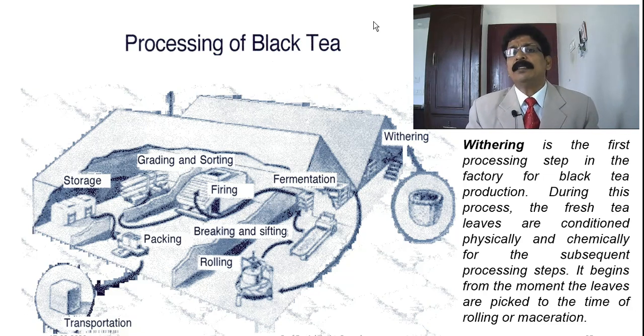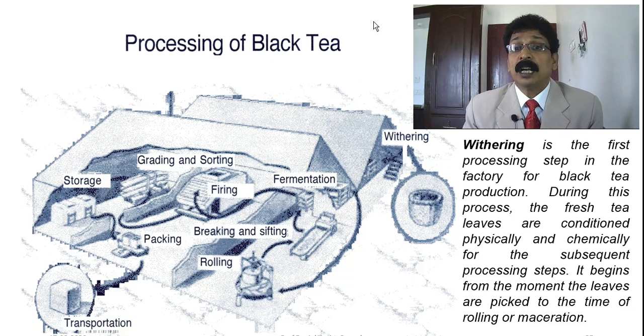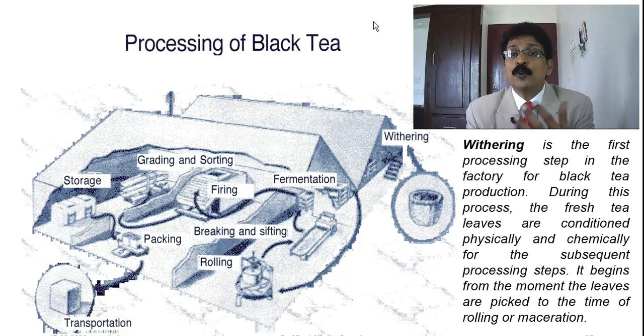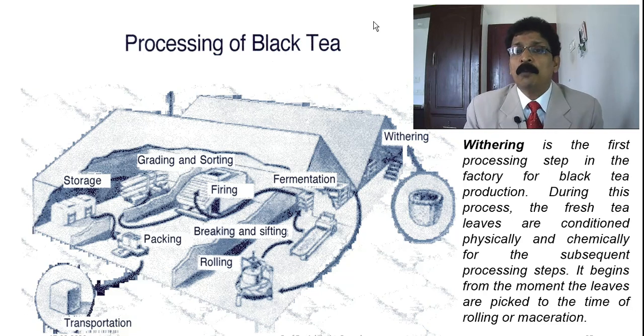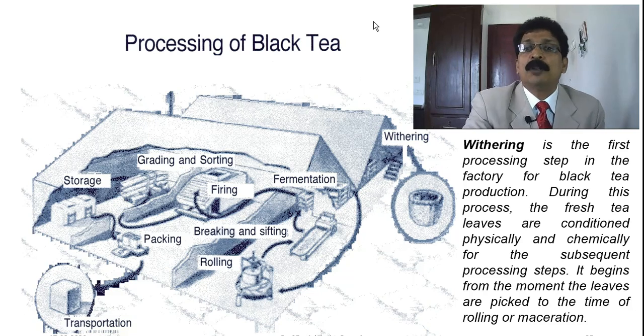And what is withering? Withering means after collection, that is the initial process, just done by hand or by means of a machine, the first processing step in the factory for black tea production. During this process, the fresh leaves are made ready physically and chemically for the subsequent processing steps, from the moment the leaves are picked, and rolling and maceration can go on.